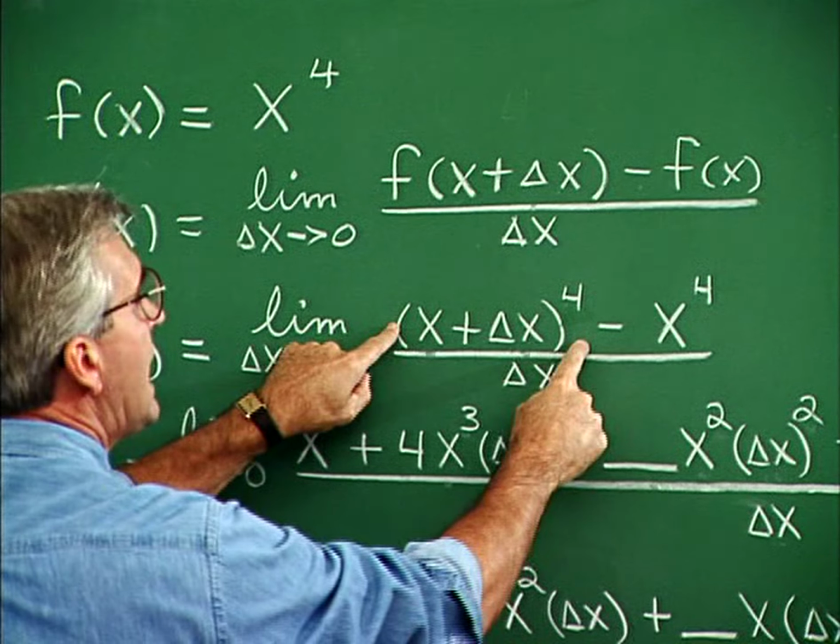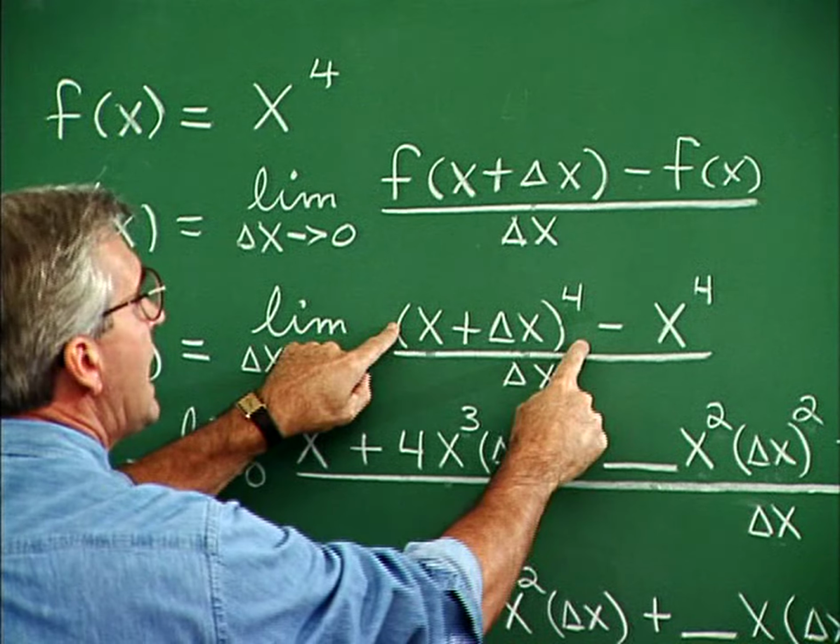And now here's where the fun begins. We have to expand this binomial. You see, we have to raise x plus delta x to the 4th power, and in the general kind of proof for this, we would have to be raising x plus delta x to the n power. Well, you recall from the days of algebra that this binomial expansion takes on a certain form. And that form begins this way.